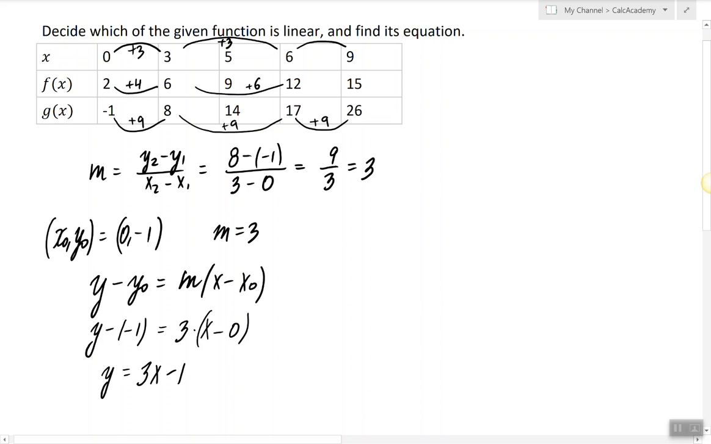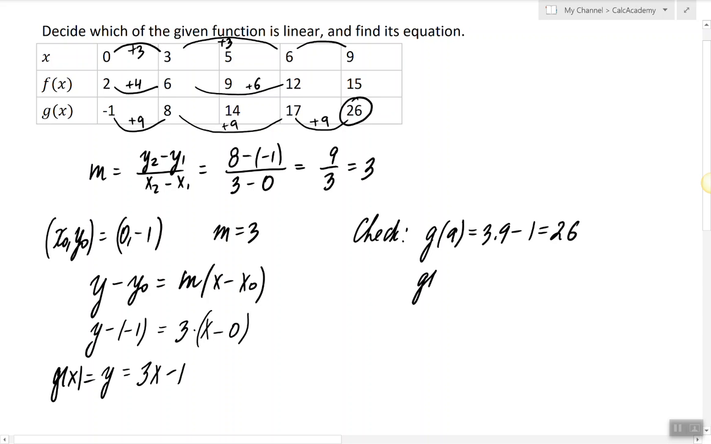We can easily check that this equation is correct by trying to evaluate the function, for example, at 9. So what is g of 9? According to the equation, it's 3 times 9 minus 1, which is 26, and it is indeed 26. What about the value at 5? Let's double check. G of 5 will be equal to 3 times 5 minus 1, which is 14, and it is 14. So yes, we verified that function g is linear, and we found its equation.